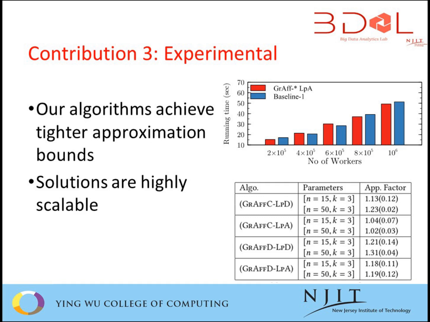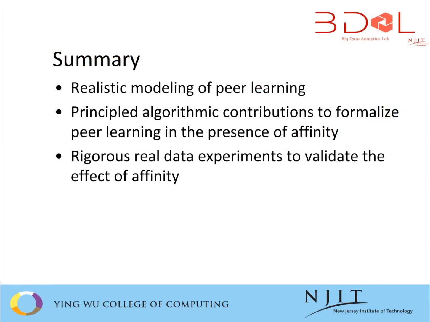Based on our simulation results, our algorithms can handle millions of workers and hundreds of groups and achieve 1.3 approximation factor empirically and run only in few seconds. To summarize, our paper is the first to formalize peer learning and affinity in online platforms. We propose principal models, effective algorithms, and extensive experimental results.